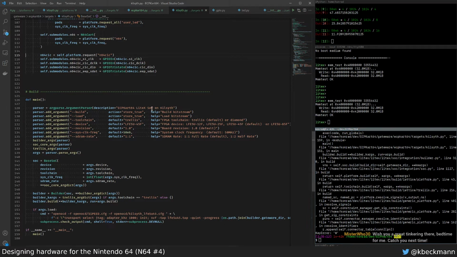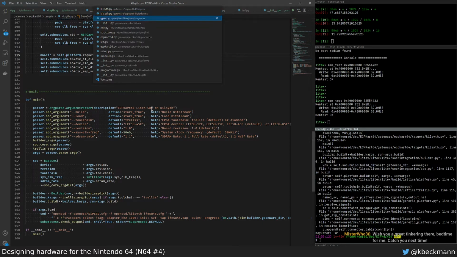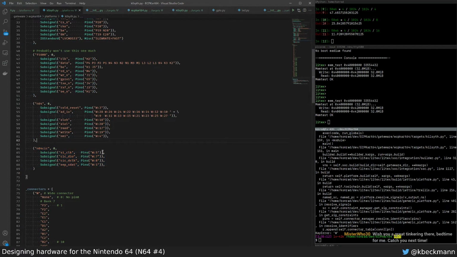Oh no. Okay, so it seems that my fancy reference in the platform file didn't really work. So I've used this previously, but it might be a Migen feature. I don't know.